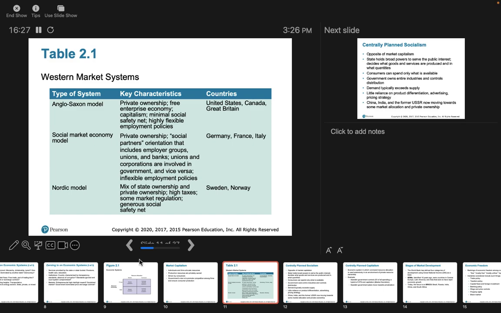Then we have the Nordic model. Okay, the Nordic model is a mix of state ownership and private ownership, and it has high taxes, then some market regulation here and there. Then it's a general social safety net.